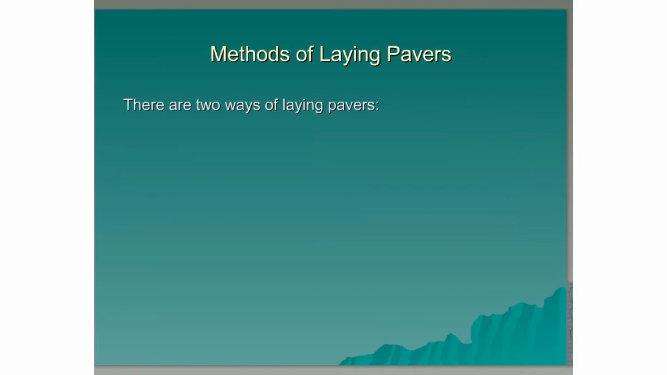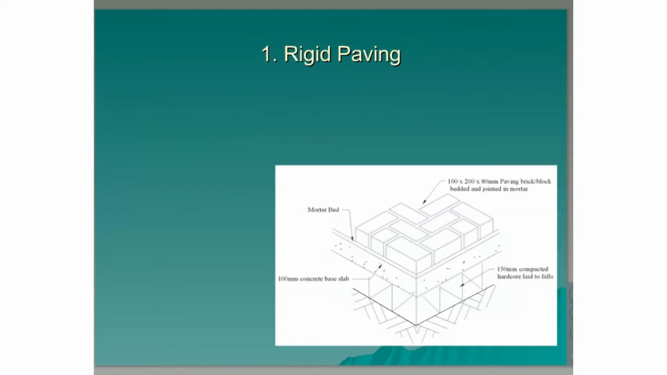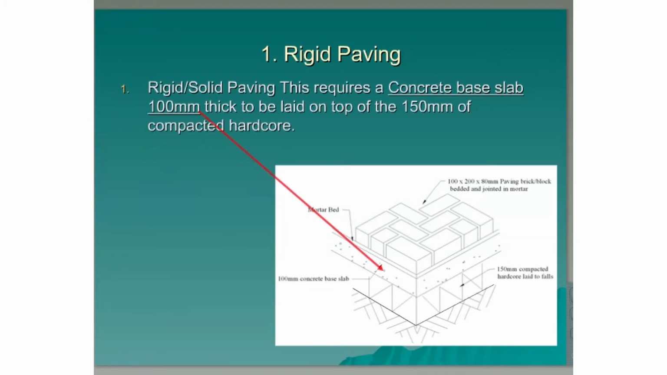Methods of laying pavers. There are two ways of laying pavers. The first one is rigid paving, and the second is flexible paving. Rigid paving. An example of rigid paving can be seen in the diagram opposite. Rigid or solid paving. This requires a concrete base slab 100 mm thick to be laid on top of 150 mm of compacted hardcore. So we can see in the diagram we have 150 mm of compacted hardcore with a 100 mm slab of concrete on top of it. Then our pavers are laid on top of that.